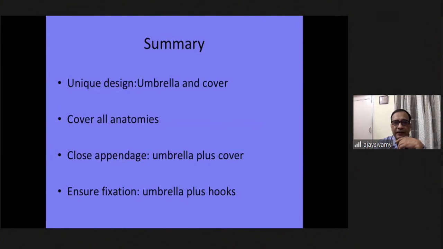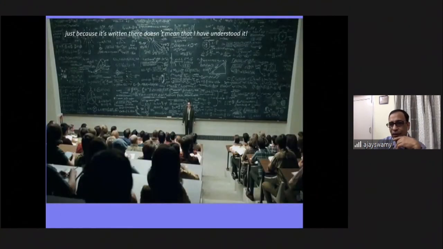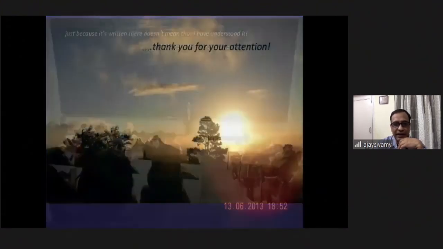In summary, this is a design which is unique with an umbrella and a cover. It pretty much is suitable for all anatomies. We close the appendage with the use of the umbrella design plus the cover, and we ensure good fixation. So this is just to emphasize how little we all know about what we do. And thank you for your attention.